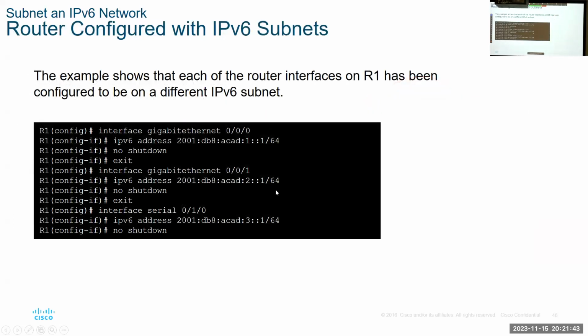And this would be an example of configuring a router with 3 subnets. Each interface gets a separate subnet.